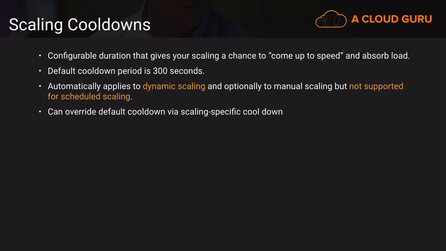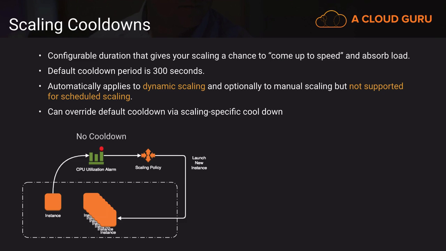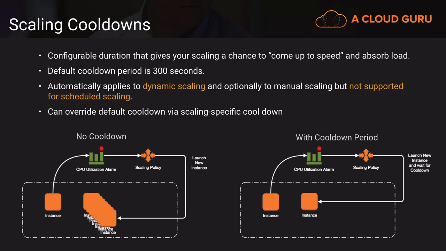So let's look at an example. If we had no cooldown period, we could get into this loop where we're triggering instance after instance after instance very rapidly, and maybe we'll overshoot our need. With a cooldown period, we allow the environment to stabilize once we spin up that new instance to take on the load to see if we truly need yet another instance.